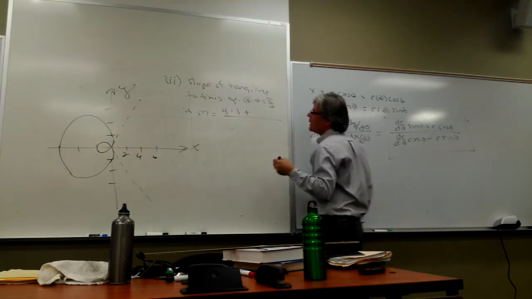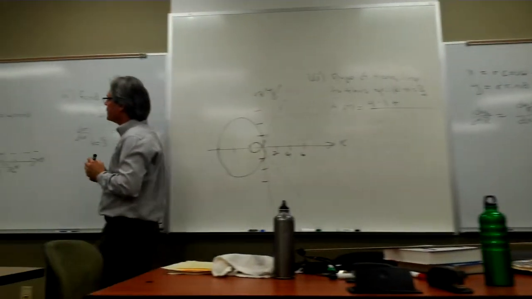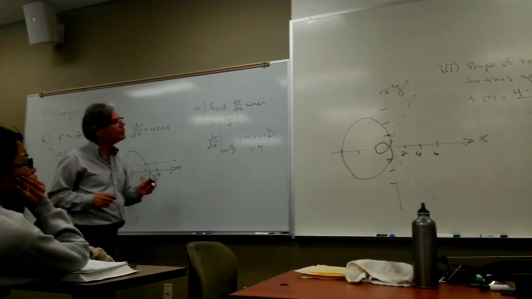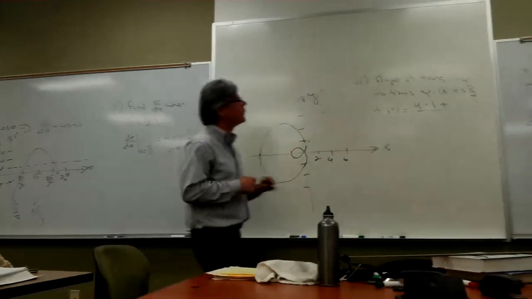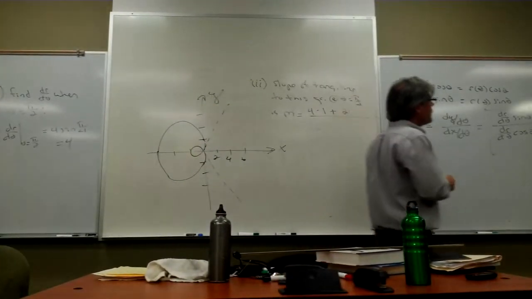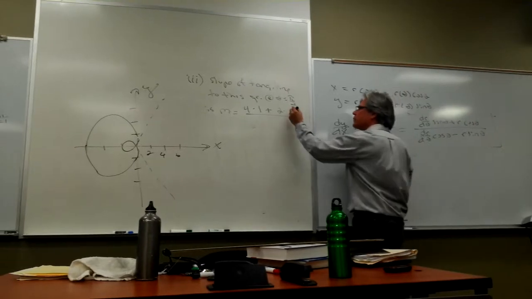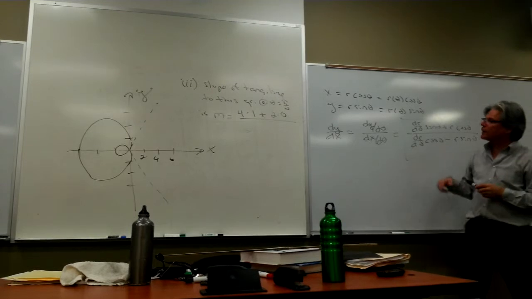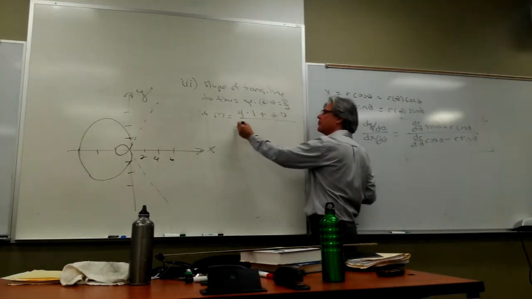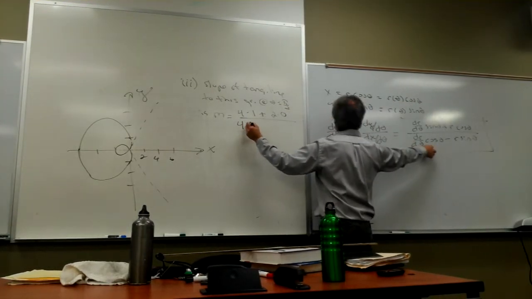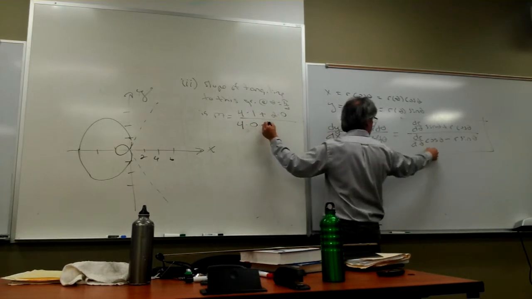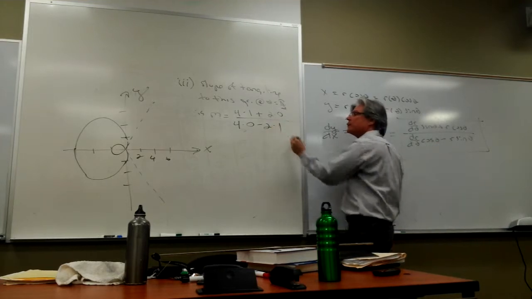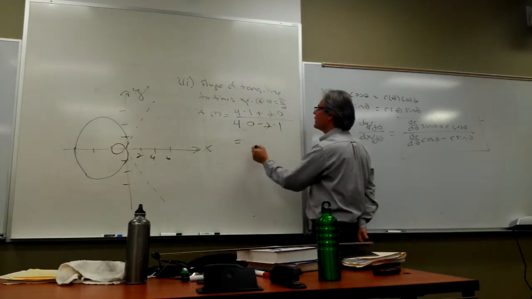Plus my r value when theta is equal to pi halves, which is 2 minus 4 times 0, so 2, times the cosine of pi halves, which is simply 0. Downstairs, dr/dθ at pi halves, which I've already computed, times the cosine of pi halves, which is 0, minus r at pi halves, which is 2, times the sine of pi halves, which is 1. My slope of the tangent line ends up being negative 2.